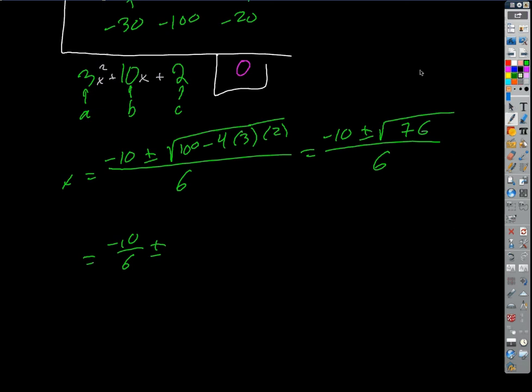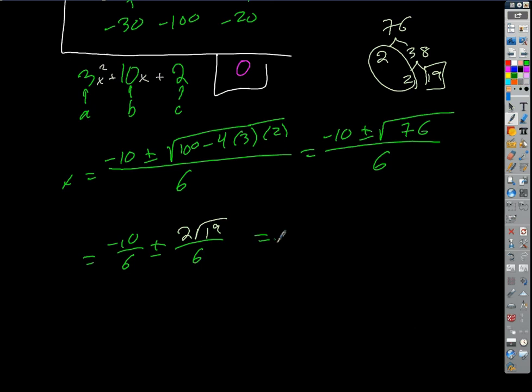Now, what's the square root of 76 going to be? If I do a factor tree for 76, what are the factors of 76? It's even, right? So I know 2 works. 2 times, what, 38? What's 38 break up into? 2 and 19. Okay, so look, there's a couple, there's a single. So what do we get? The square root of 76 becomes 2 root 19, all divided by 6. And so I could simplify this a little bit. Negative 10 over 6 reduces to what? Negative 5 over 3. Okay, plus or minus.